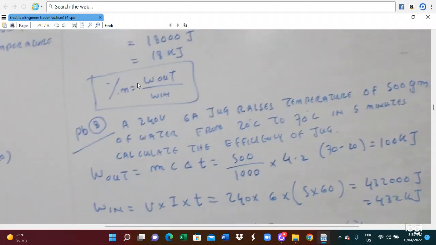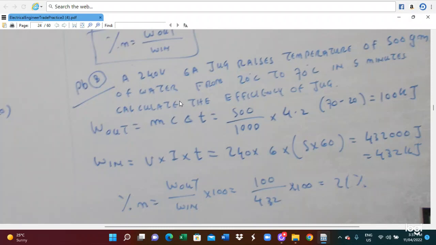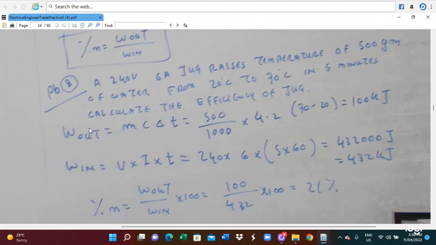The next one is percentage heat efficiency, which is W out by W in. The problem is: a 240 volt, 6 ampere kettle raises the temperature of 500 grams of water from 20 degrees centigrade to 70 degrees centigrade in 5 minutes. We need to calculate the efficiency of the kettle. So in this case, W is MC delta T. Mass is 500 over 1000, so grams is changed to kilograms. C is 4.2. Delta T is 70 minus 20, so you get 105 kilojoules.